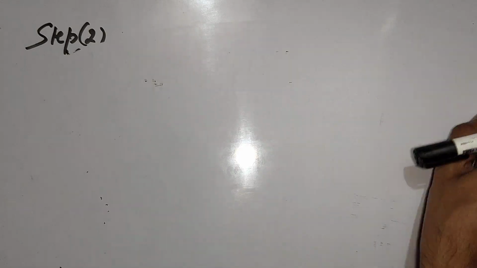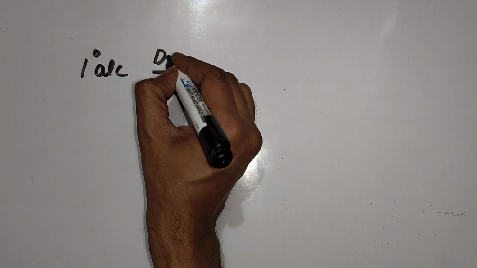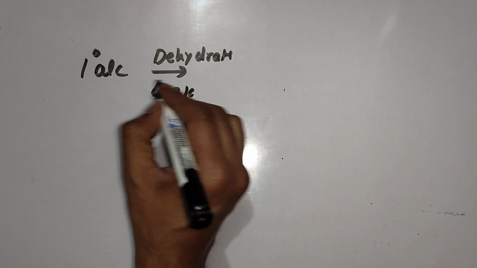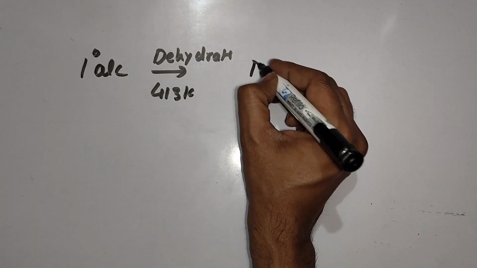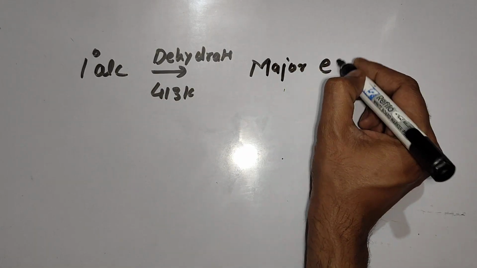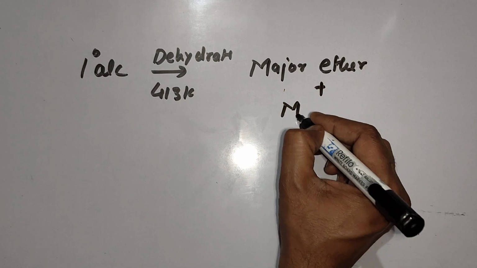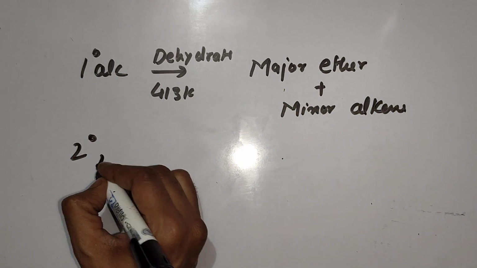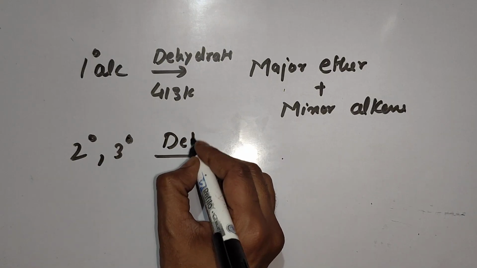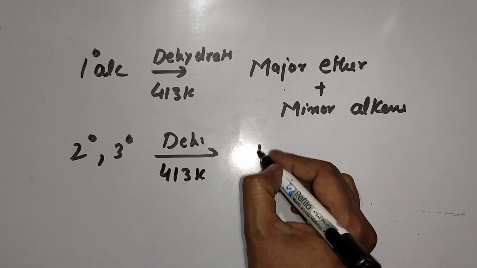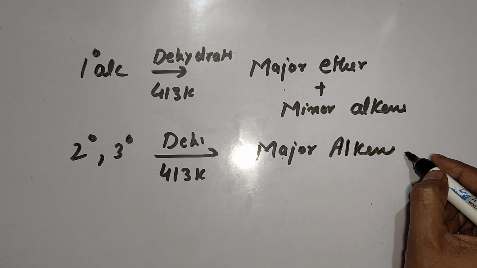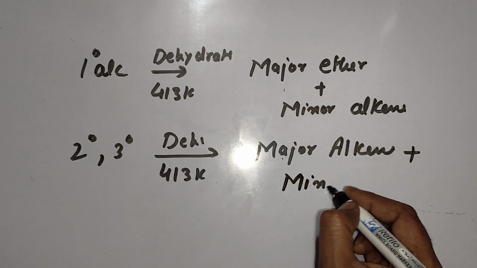So finally, if we conclude, so conclusion is 1 degree alcohol on dehydration, and note down this is happening at what temperature? 413 Kelvin temperature. 1 degree alcohol on dehydration, major product will be ether and minor will be alkene. And 2 degree and 3 degree alcohols on dehydration at 413 Kelvin, major will be alkene and minor will be ether.